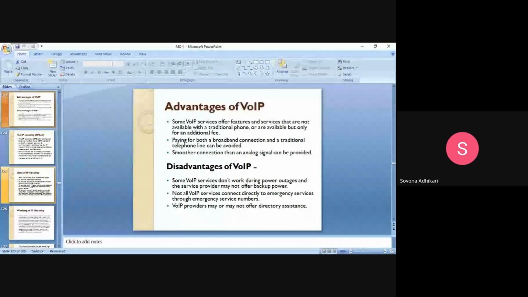Not all VoIP services offer emergency services through an emergency service number. Some emergency numbers, you know, to the police, to the fire station, and some VoIP addresses are not connected directly to the emergency number. Not all VoIP services. So this is another drawback. VoIP providers may or may not offer directory assistance. So it doesn't provide directory assistance, that is, the phone numbers of others. It doesn't provide that.